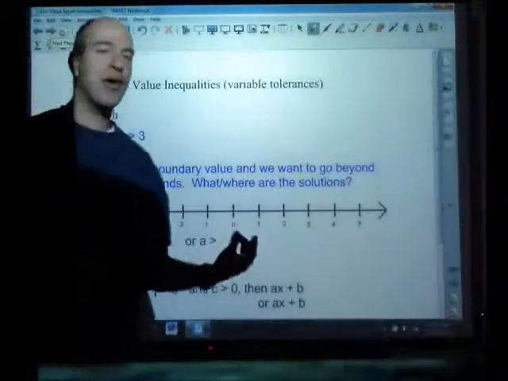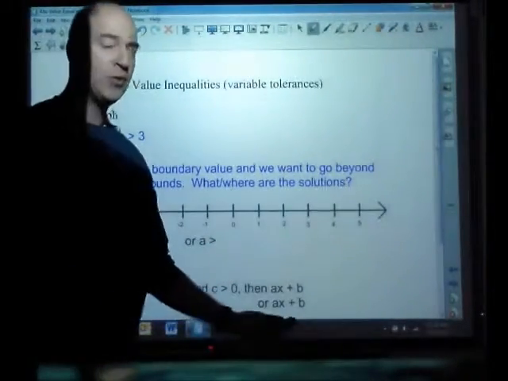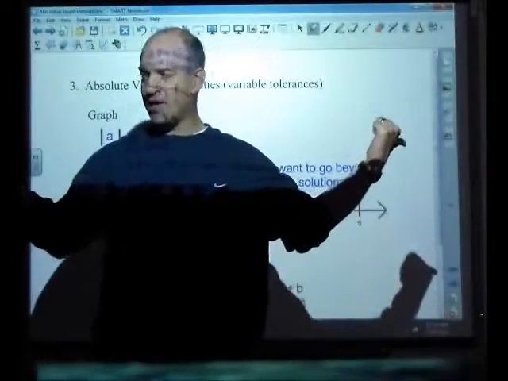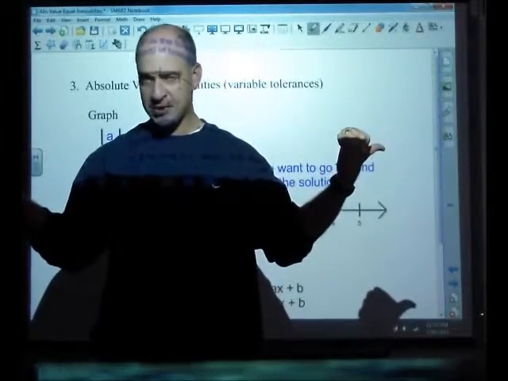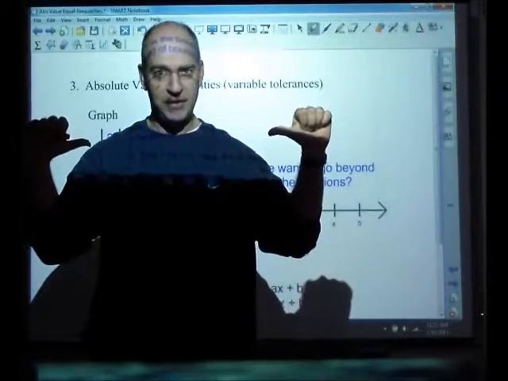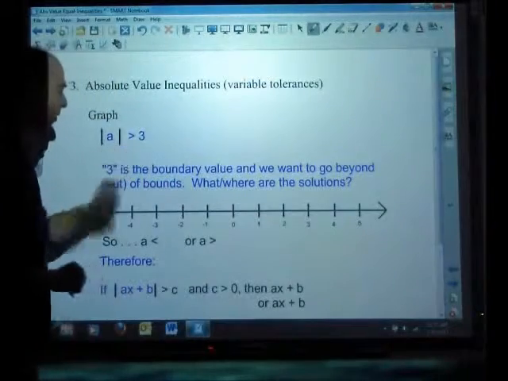The next step would be to ask, can we do absolute values where they're actually inequalities? Where they're not equal to a distance from 0, but they're either beyond it. Now if you look at my thumbs, they're going out beyond a distance from 0, or are they within that distance from 0? You're going to see me do thumbs out or thumbs in based on the inequality symbol.